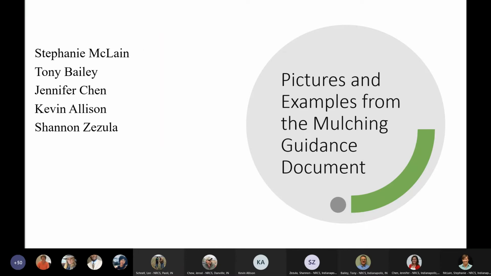The next thing that we're going to go to, through the end of the guidance document, is that Kevin took some time to pull together a lot of pictures that he has worked with across the state, and he's going to show some different mulching examples. We're going to hit on some thoughts that we want to think about on the application of this practice on the landscape. So that'll be the next part of this discussion.